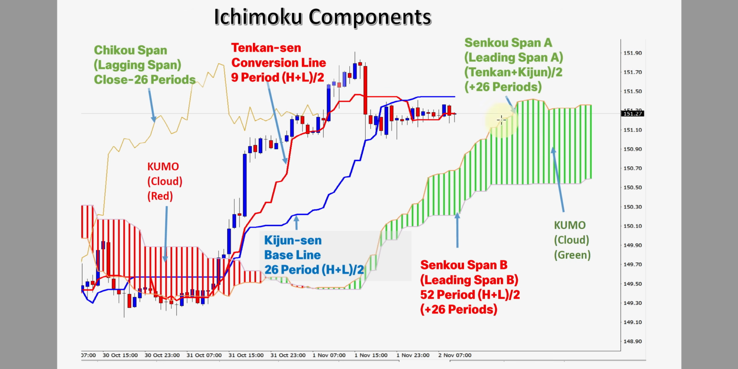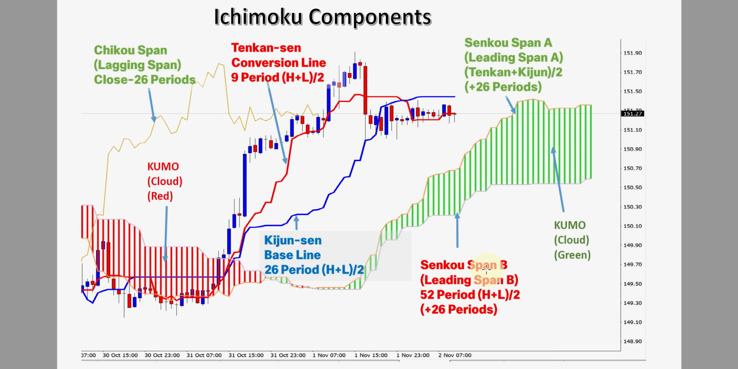Okay, how do we get this line? This line is by taking the value of the red line, Tenkan-sen, adding it to the value of the blue line, Kijun-sen, and dividing it by 2. Not only that, we now project it 26 periods forward into the future. Fantastic. Same thing here with the Senkou Span B.